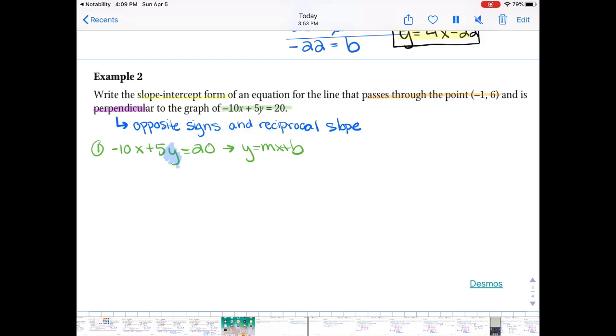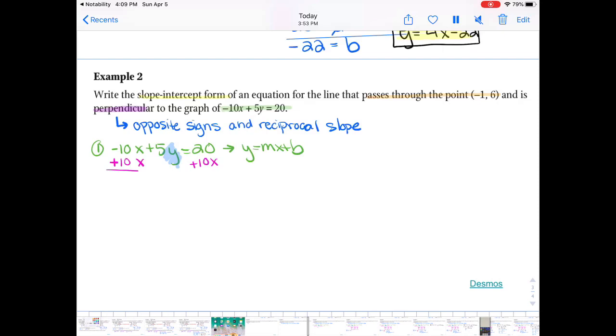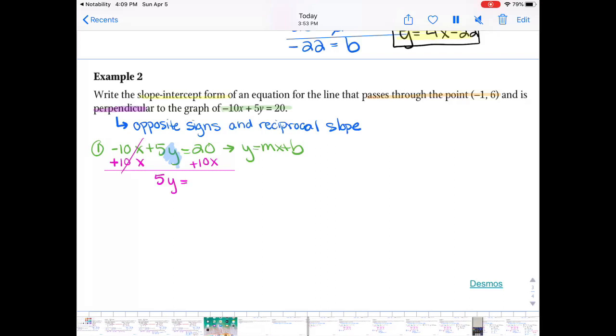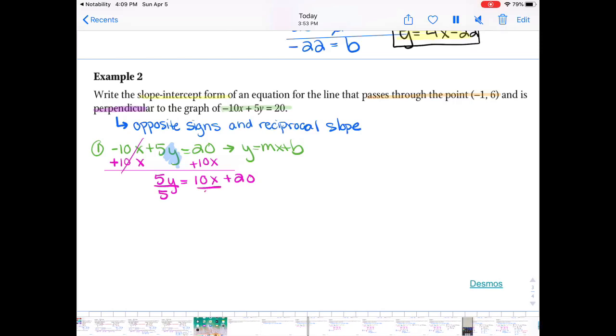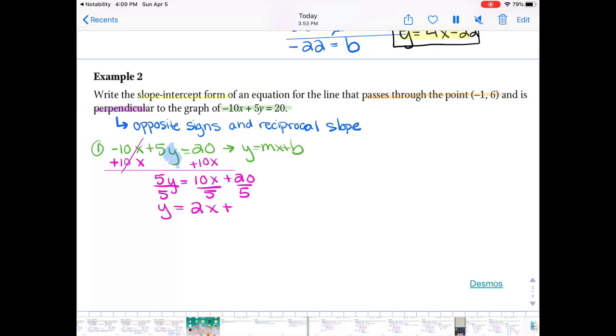So the goal again is to solve for y. So to get y by itself, that's a -10x, so we're going to do the opposite and add 10x to both sides. So I would get 5y equals, remember these are not like terms, so we're just going to rewrite it as positive 10x + 20. Now we can divide by 5. So the equation is y = 2x + 4.